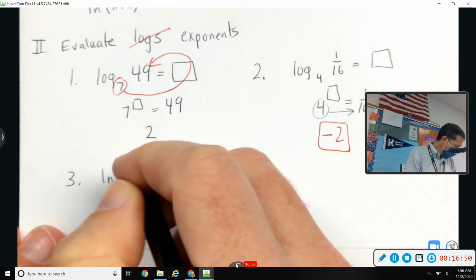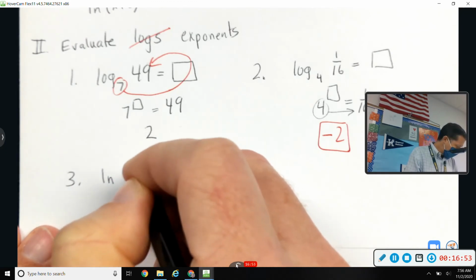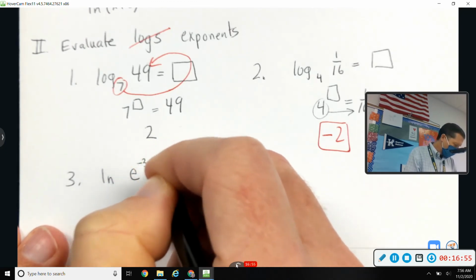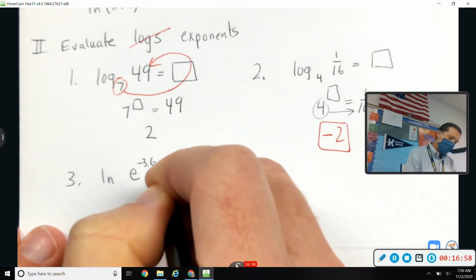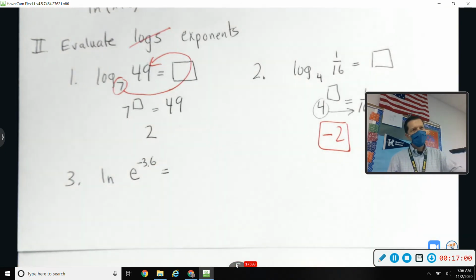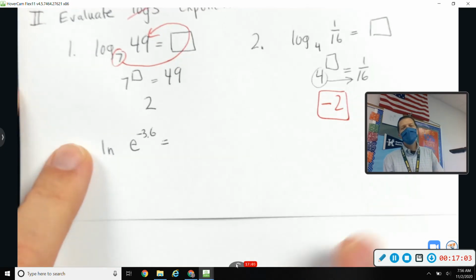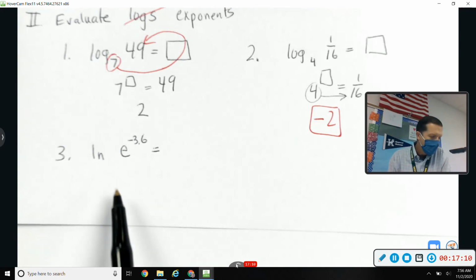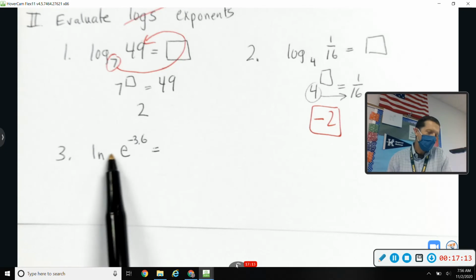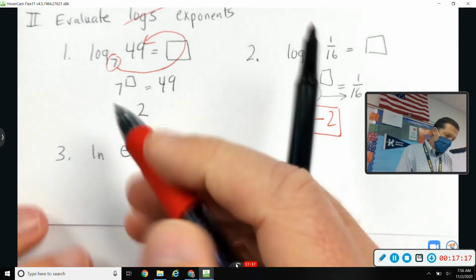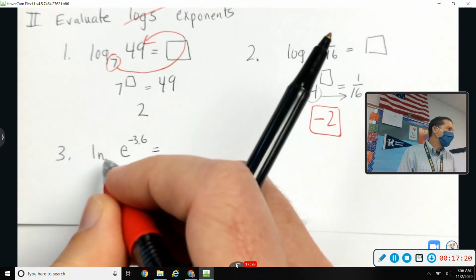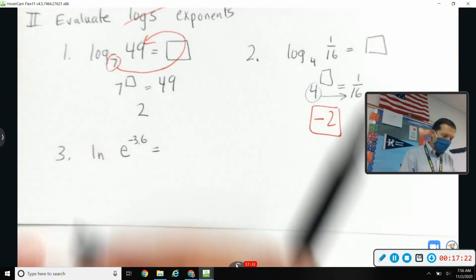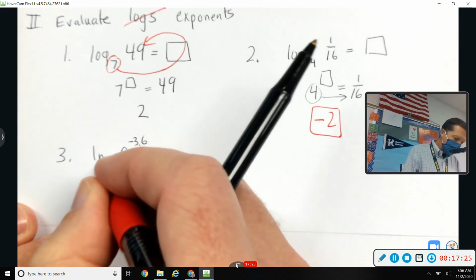Natural log of e to the negative 3.6. This one is far easier than it looks. Natural log of e to the negative 3.6. What's the missing base down here? E. So some people will even write it in, because they want to do the fish hook, they don't want to mess anything up. It's like, well, I know there's an e there, so let's write it in and then do the fish hook thing.